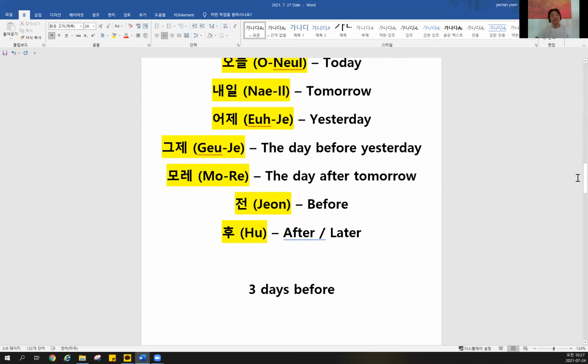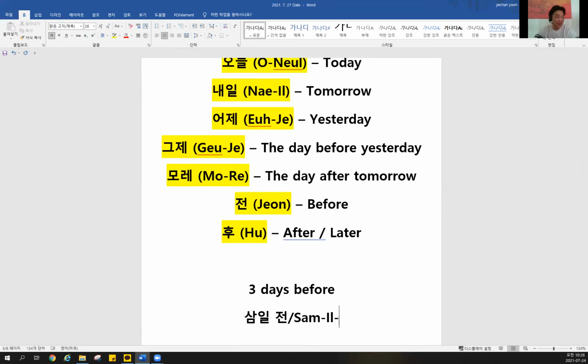We are using the Sino version. Okay, so what is the sum with the 3? No, just kidding. Sorry. What is the 3 with the Sino version? It is 3. Okay, 3. And then days was 일. So 일, and before is what? 전. So you can just say 3일 전. Okay, not that difficult.